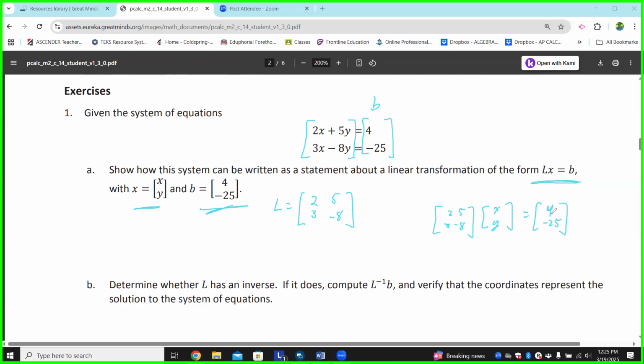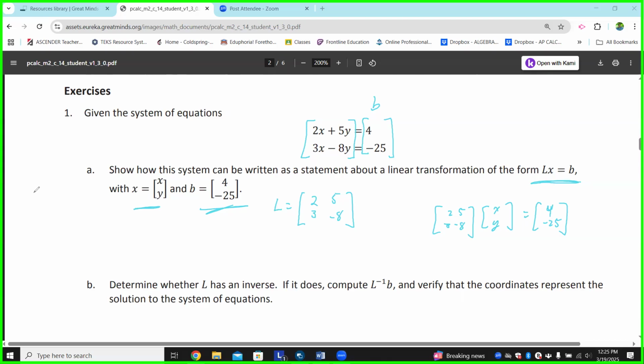Okay. Part B now says determine whether L has an inverse. If it does, compute L^-1 B, which would be my answer for XY, and then verify that it does work. How can I determine if there's an inverse? What do I need to do? Find its determinant. So let's do that.